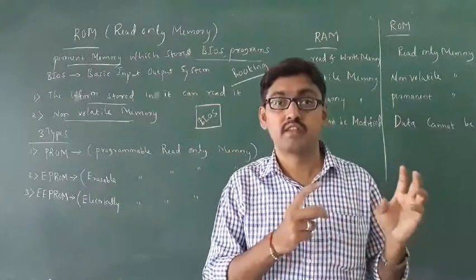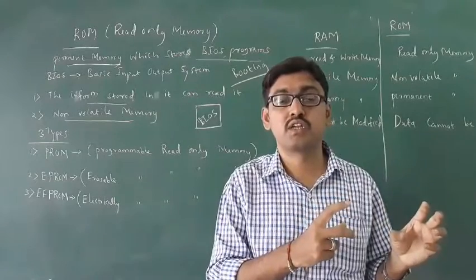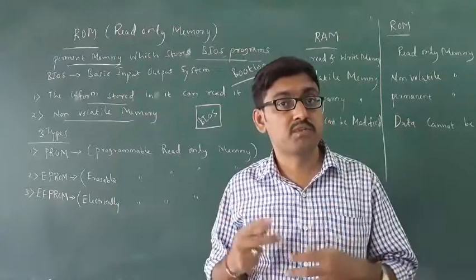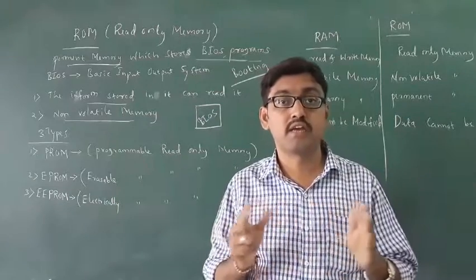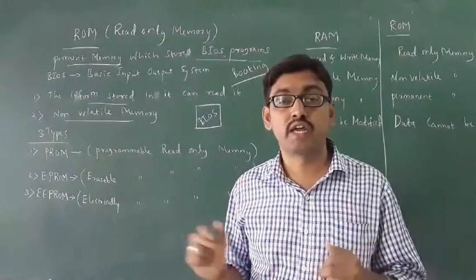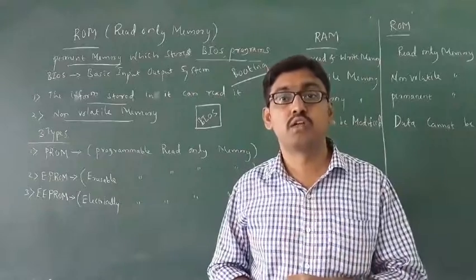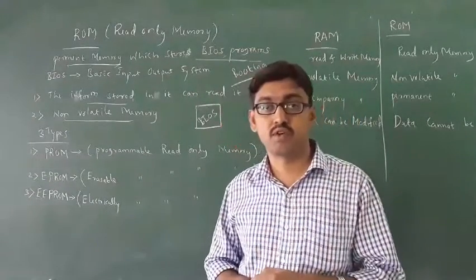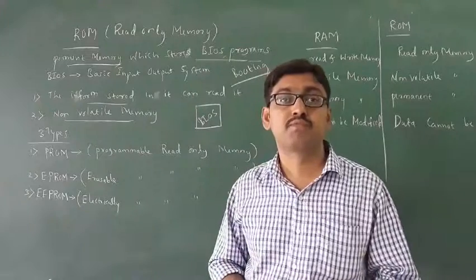Volatile means whatever information is stored in RAM will be erased, but non-volatile means whatever information is stored in ROM cannot be erased. This is what non-volatile memory is. You have to remember this. The next one is the RAM types. Now, what are the types of ROM?